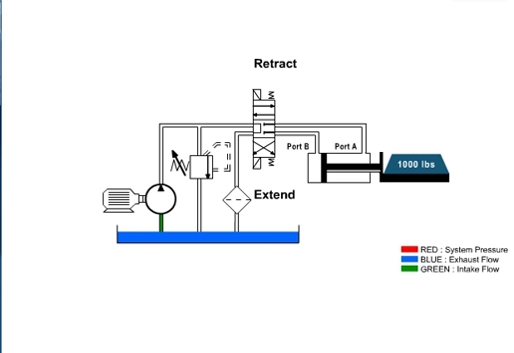Flow in a hydraulic system is produced from a positive displacement pump. This is different from a centrifugal pump, which is not positive displacement. There are three important principles that must be understood relating to flow in a hydraulic system.